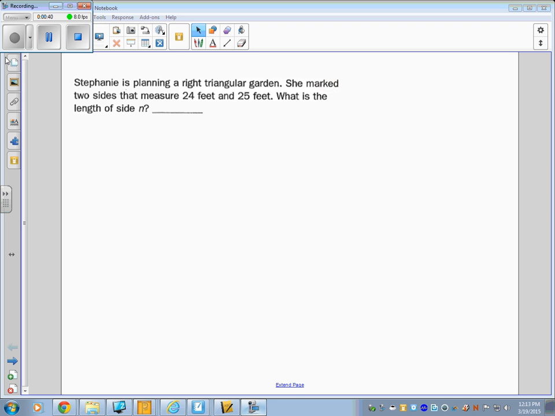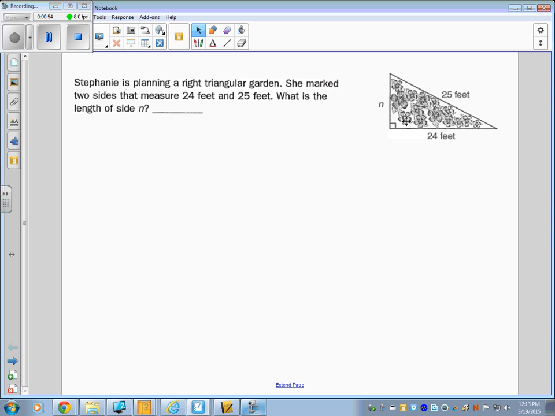Here it says that Stephanie is planning a right triangular garden. She marked two sides that measured 24 feet and 25 feet, and we want to know the length of side N. So the first thing we're going to do is draw a picture, so that we have a picture of the garden. We see the right triangle, we see the 25 feet, we see the 24 feet, and we see the missing side N.